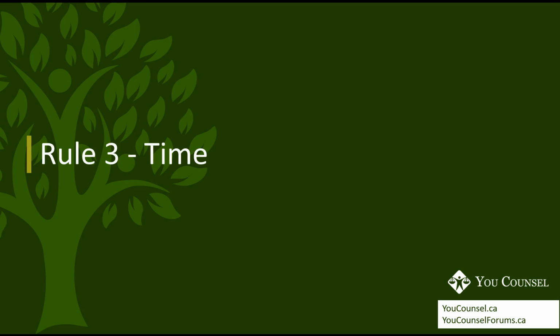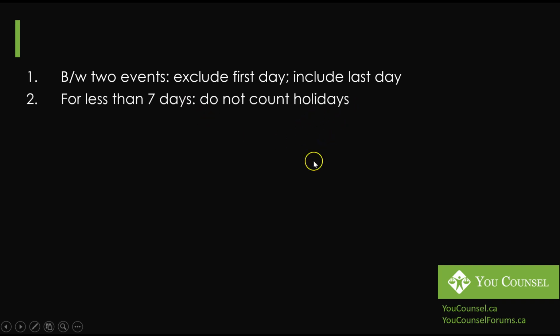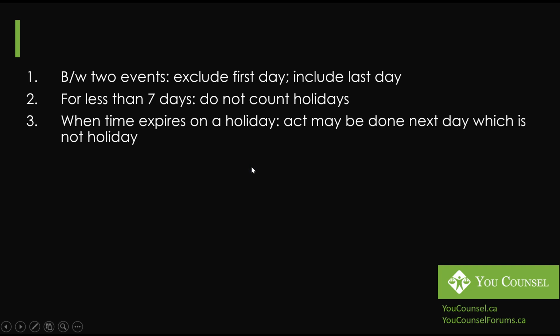Now, Rule 3 in the rules of civil procedure is the one that deals with the computation of time, and I will give you some of the important aspects of that rule. A few things that you want to keep in mind is that when you are calculating time between two events, you exclude the first day of the first event, and then you include the last day of the second event. Secondly, when you are given a time period which is less than 7 days, you do not count holidays when you are calculating a time period of less than 7 days.